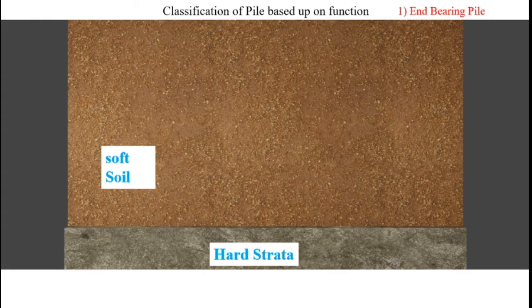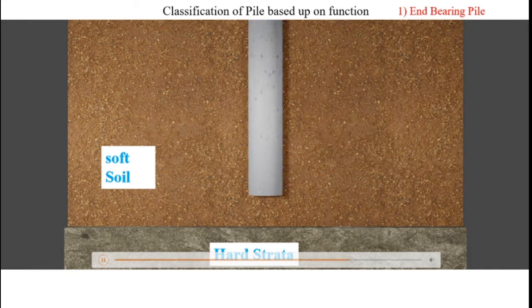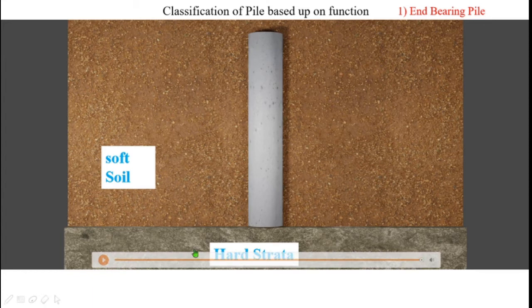So based upon function, the first one is the end bearing pile. Now end bearing piles are the type of pile which are provided when you have hard strata available near to the ground surface, or if the hard strata is available. Usually end bearing piles are provided into soft soil and at a place where hard strata is available. So what we basically do is we take a pile, then we push that pile inside the ground. It could be either a concrete pile or it could be a steel pile, whatever. So we push that pile into the ground until we find the hard strata.